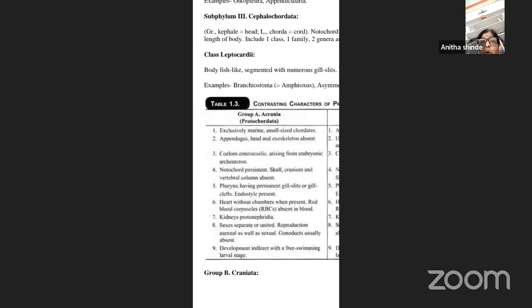Now coming to the development. Development is indirect in case of the protochordates with a free-swimming larval stage, whereas in case of craniata, that is euchordates, development may be indirect or it may be direct without the larval stage. So these are the major differences between the protochordates and the chordates.